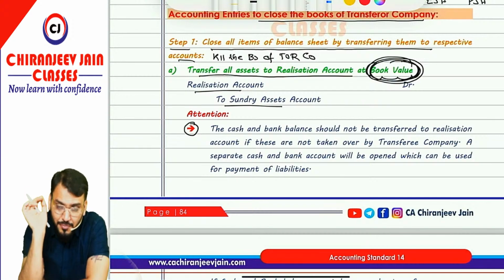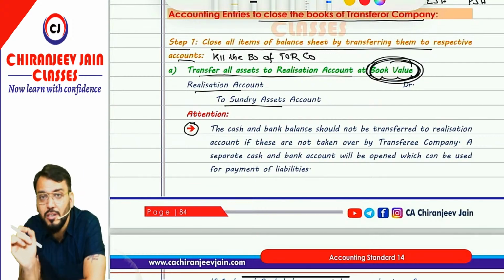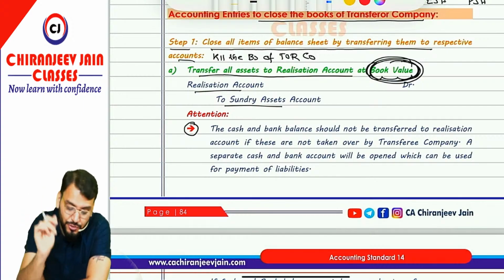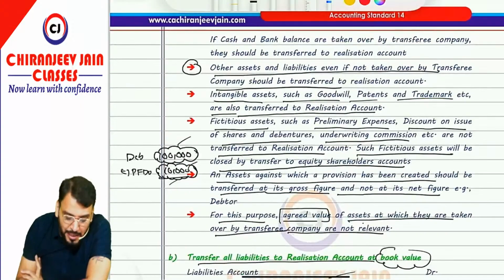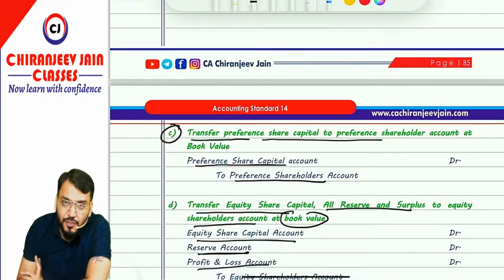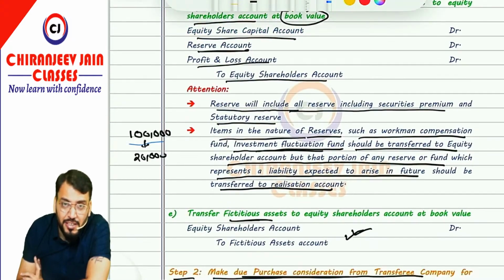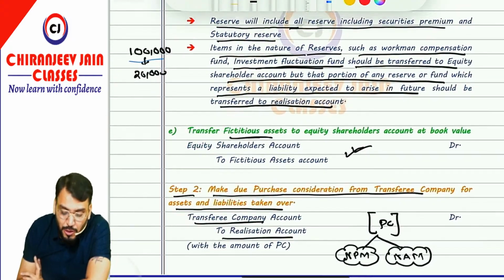Okay? However, there are some fictitious assets. Fictitious assets are not real assets, that is accumulated losses. That loss will be transferred to equity shareholders account, not realization account. Understood? Yes, sir. Then all liability will be transferred to realization account. Preference share capital will be transferred to preference shareholders account. Equity share capital, reserve and surplus will be transferred to equity shareholders account. Fictitious assets will be transferred to equity shareholders account.